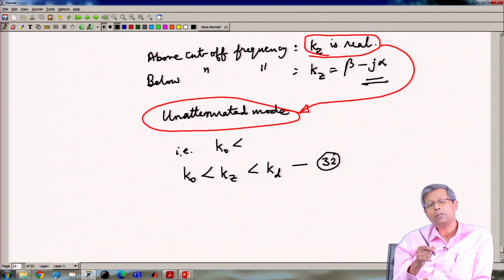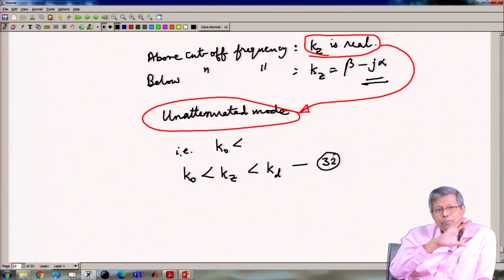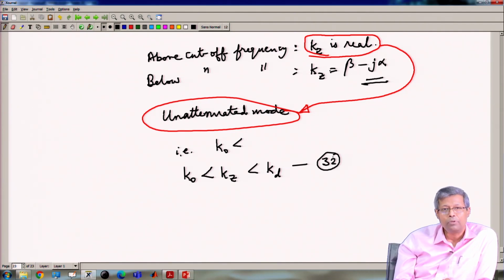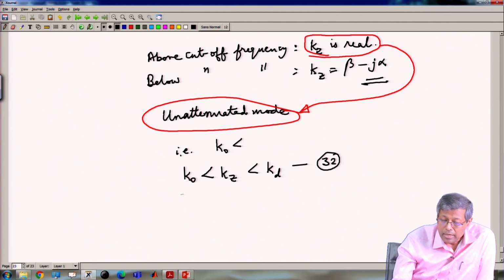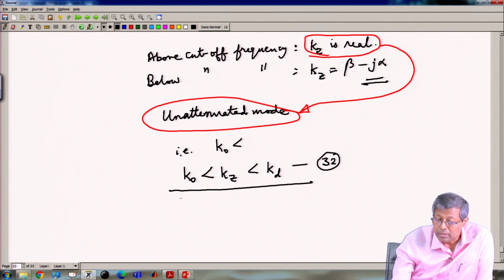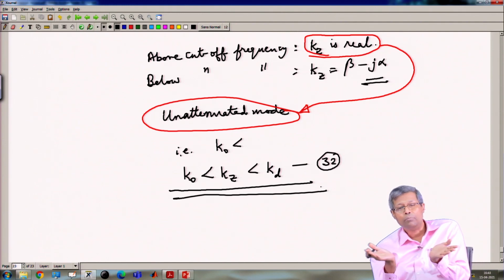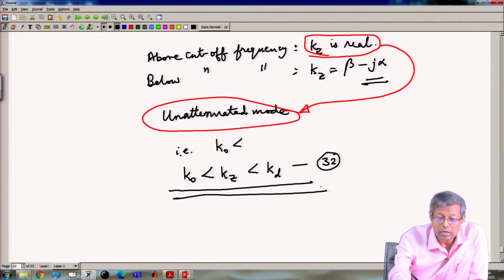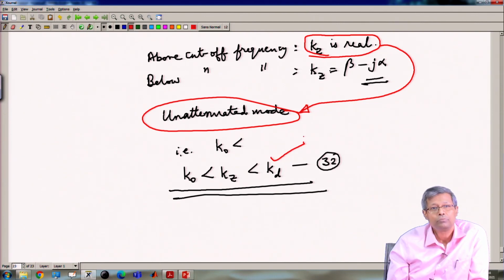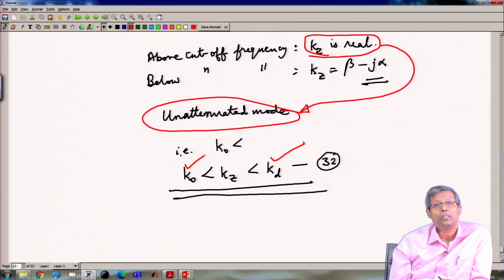So, have this very clear picture in mind, that when a wave propagates inside the dielectric slab above cutoff, or when the dielectric slab is being operated above cutoff, the waves in the air region are of the exponentially decaying type, while kz is real. This condition is mathematically the same as this condition, that kz will lie between the intrinsic phase constant in the dielectric region, which is kd, and the intrinsic phase constant in the air region, which is k naught.